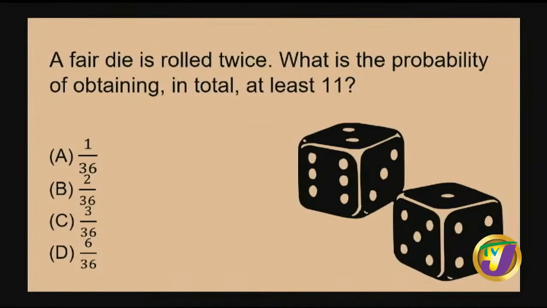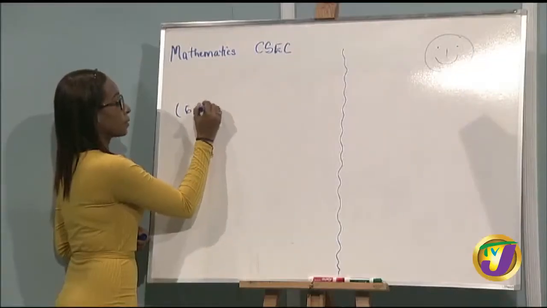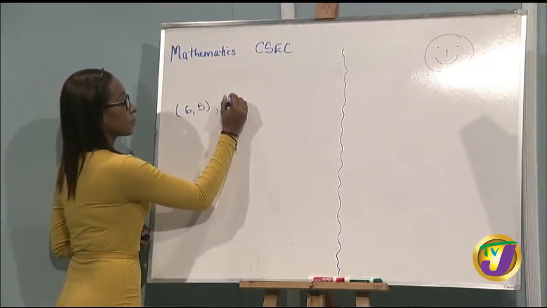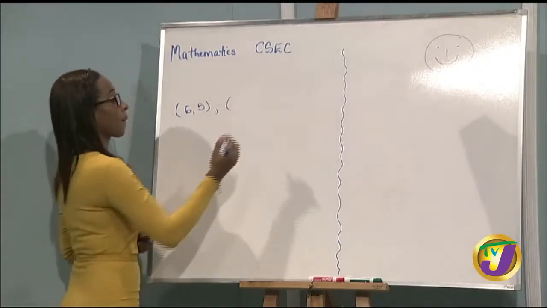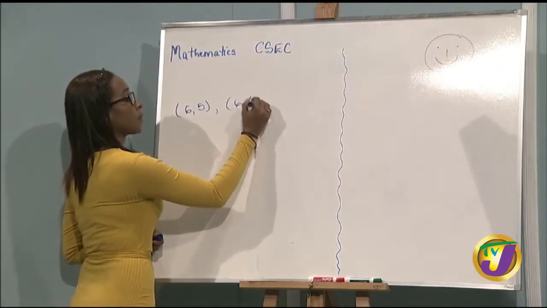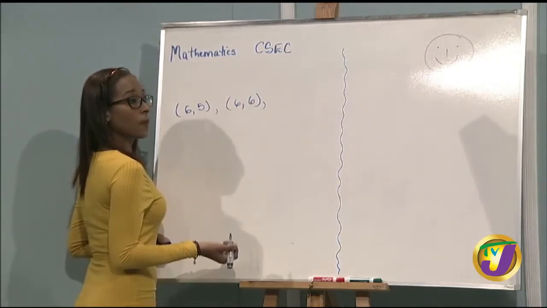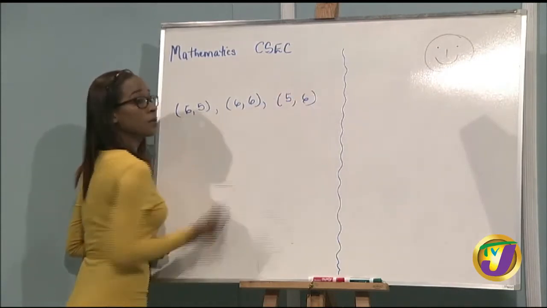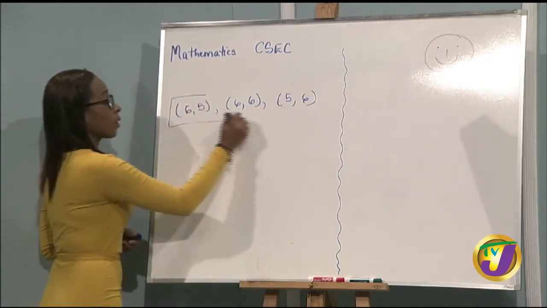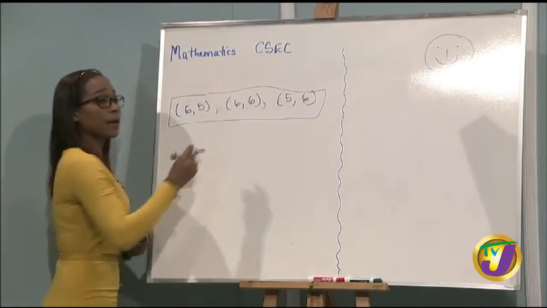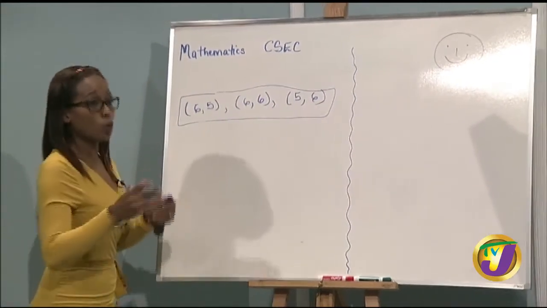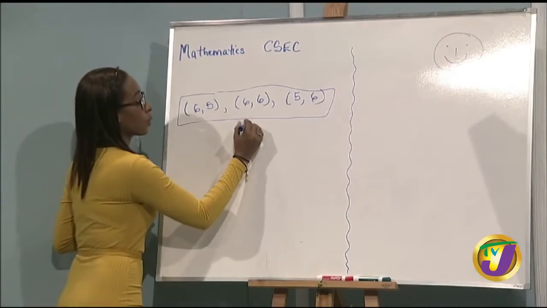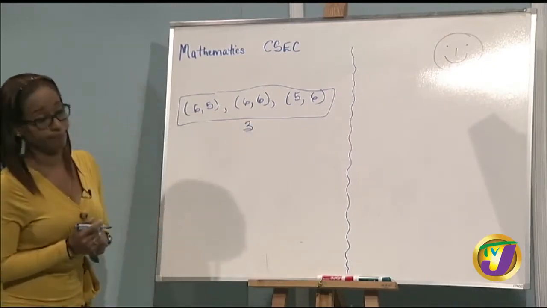So let's see what values would give us 11. All right. So the first die could drop on a 6, and the second would have to be 5. That would give us 11. At least means that it can be greater than 11 too. Yes. Okay, so it could be 6 for one and 6 for the other. Then the next time it could have been 5 first, and then 6 on the second throw. So how many possible outcomes are these? That's 3. So the possible outcomes would have been 3. But hold on.